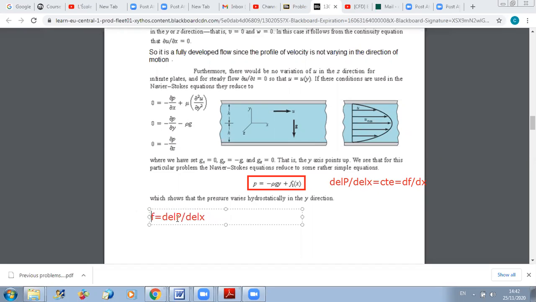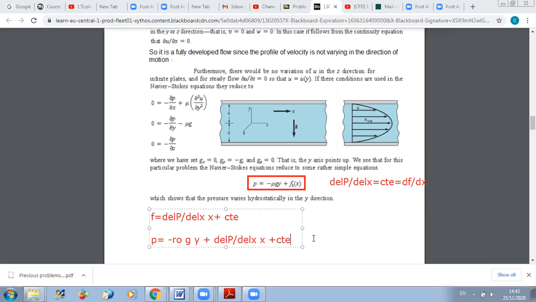So the function F, when I integrate, since it's a constant, I put the constant times X plus a certain constant to find. Okay? So now what will be the form of my pressure? P is equal to minus rho times G times Y plus del P over del X times X plus a constant. How to find the constant?